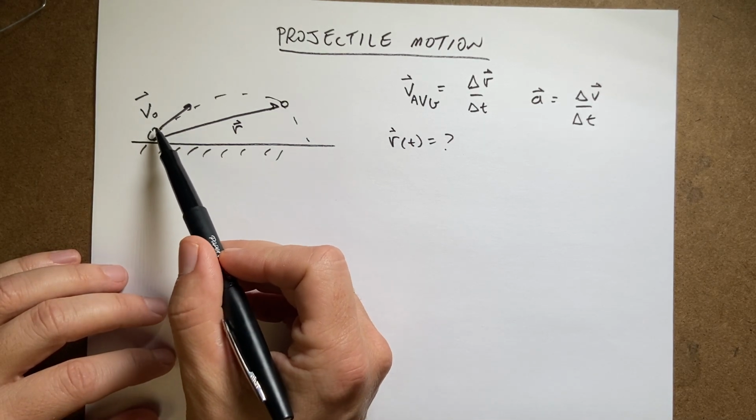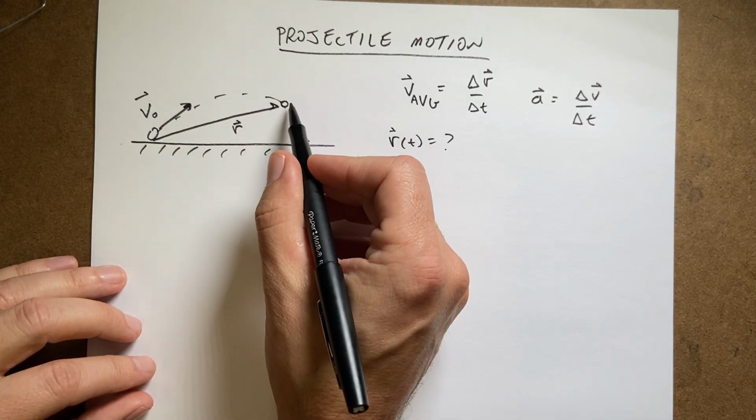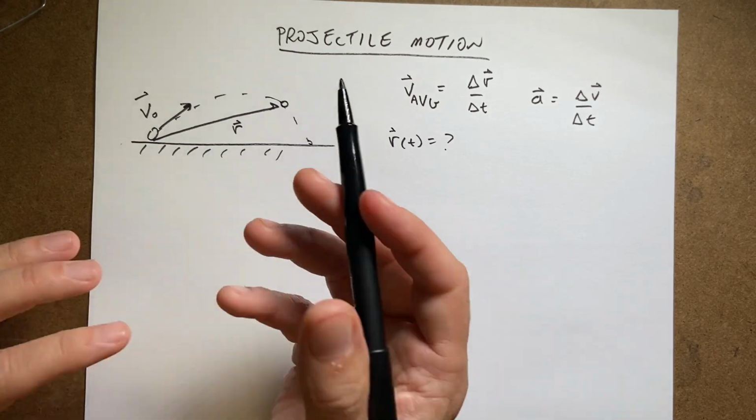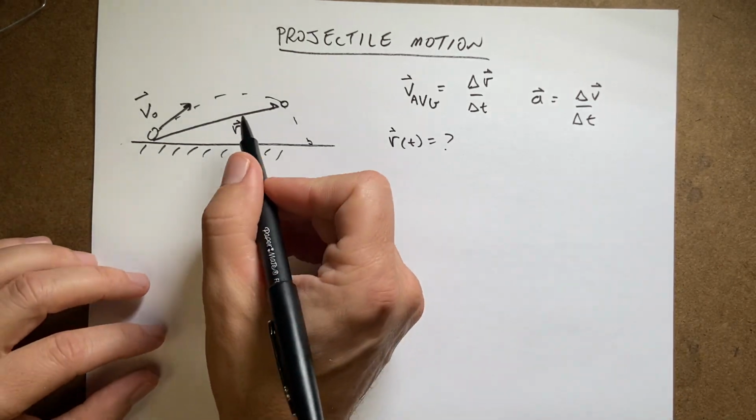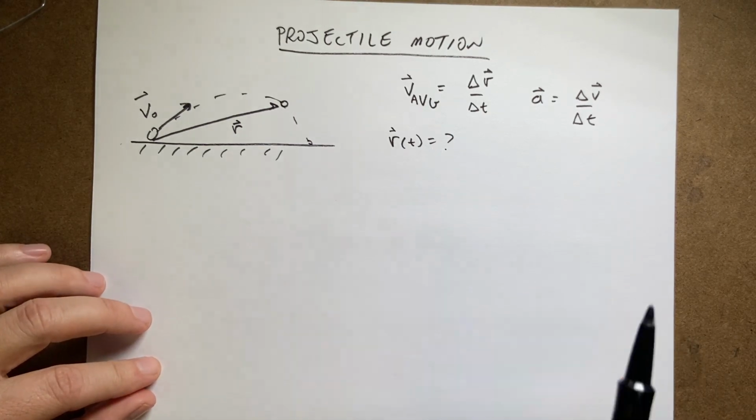Okay, so here's the situation. I have some ball that's launched with some initial velocity vector v0 at the ground, and it flies through the air, and then it lands over here, and I want to find out where this is, the position r at any time, and I can do that. So let me start off with a couple definitions.